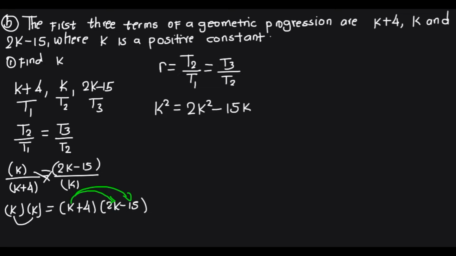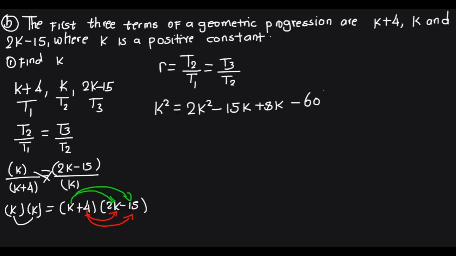Now let's move on to the other part. So this part has 4. We multiply with 2k, then we multiply with negative 15. So 4 times 2k is just 8k. So we have 8k minus 4 times 15 will give us 60.